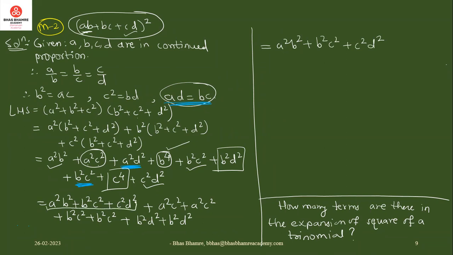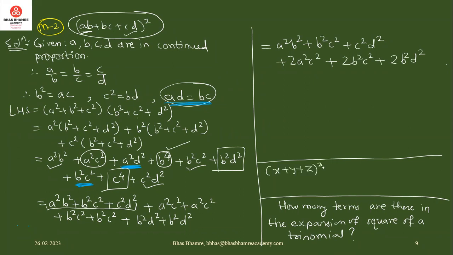My first 3 terms I wrote. Now it would be twice of A square C square plus twice of B square C square plus twice of B square D square. But it doesn't suffice, because we know that the square of x plus y plus z the whole square is x square plus y square plus z square plus 2xy plus 2xz plus 2yz. Our x is AB, but here we don't have it. But yes, we shall have.